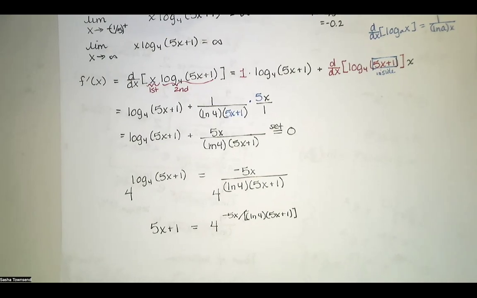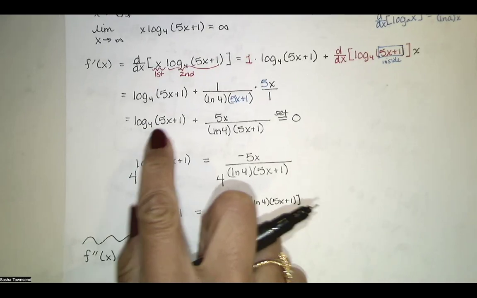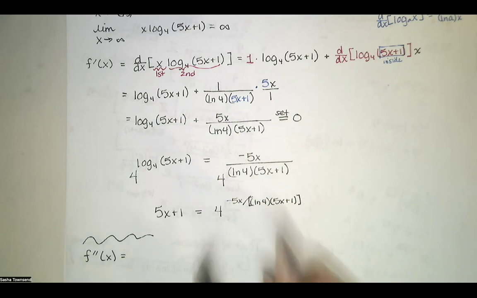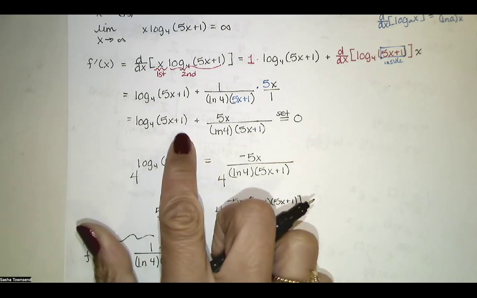And then if we want to take the second derivative, take the derivative of this piece. So the derivative of log base a of some function is 1 divided by natural log of a, excuse me. So natural log of 4 in this case, times that function, which is 5x plus 1, times the derivative of the inside by the chain rule, which is a 5. That's the derivative of that piece.